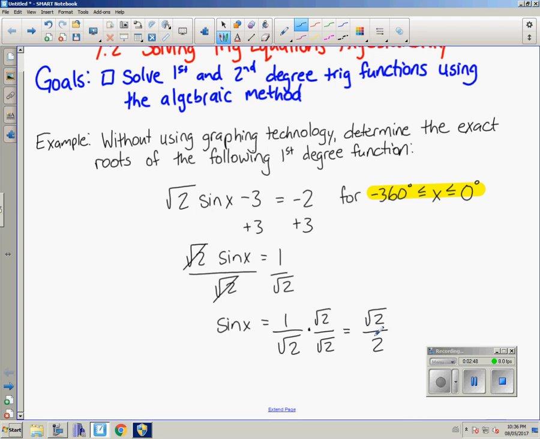Now that we've done this, square root of 2 over 2, I'm hoping that you can see that this is familiar from the unit circle. So I'm going to give you a second, pull out your unit circles, and see if this corresponds to any location on your unit circle. We've got sine x is equal to square root of 2 over 2. We know that sine x corresponds to the y values of our unit circle. So we're looking at points on the unit circle where y is equal to the square root of 2 over 2.